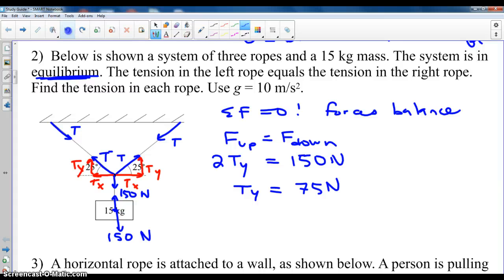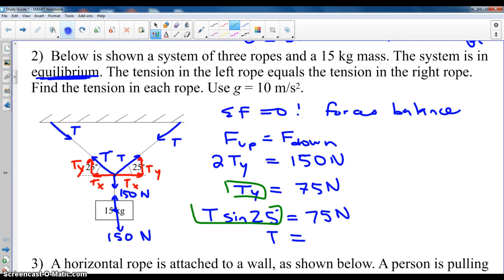And then we replace Ty with T sine theta, which in this case is 25. Ty is replaceable with T sine theta, hypotenuse times sine angle. And when we solve for T, 75 divided by sine of 25 is 177 newtons.